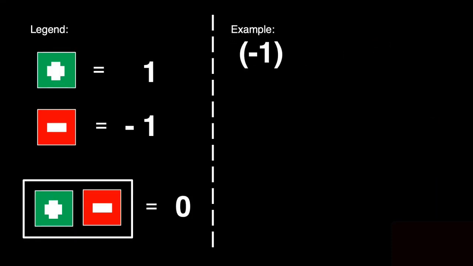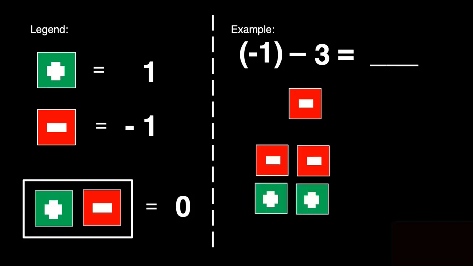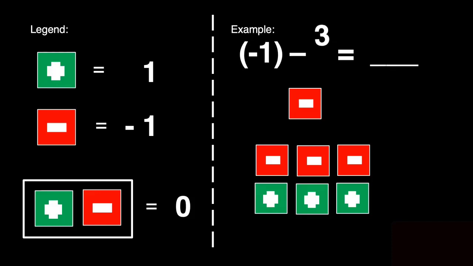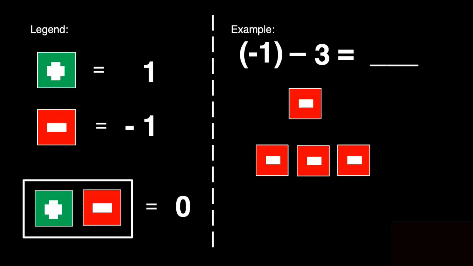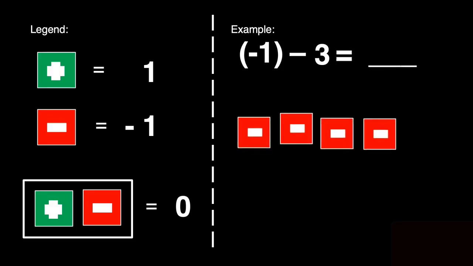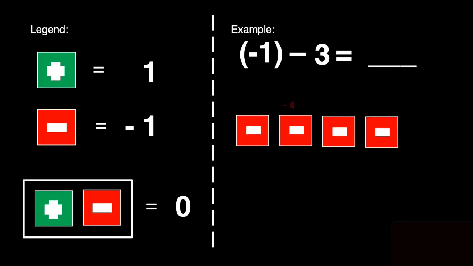Let's have negative 1 minus 3. One red tile represents negative 1. And let's have 3 zero pairs. Minus 3 means eliminating 3 green tiles from the pairs. As you can see, what will be left is 4 red tiles equivalent to negative 4.